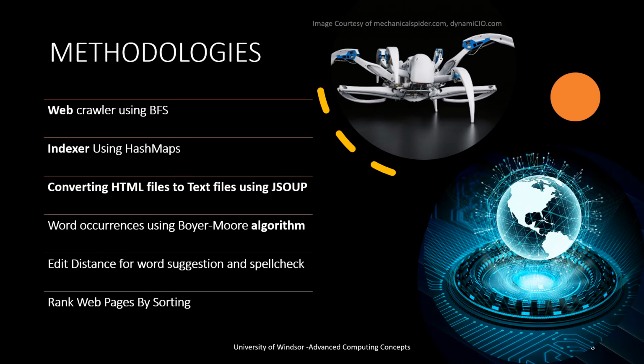Thanks, Aksa. Hi, my name is Roxy Leonard Palma and I will take you through the methods used to build our project. We have used a web crawler, which is an internet bot that systematically browses the World Wide Web. Then to index the URLs, we have used HashMap. To convert the URLs to text, we have used JSON. The Boyer-Moore algorithm was used to search for the number of occurrences of the word. To suggest alternative words when the result is not found, or to check the spelling of the given word, we have used a spell checker. When the result is found, the pages are then sorted in descending order.